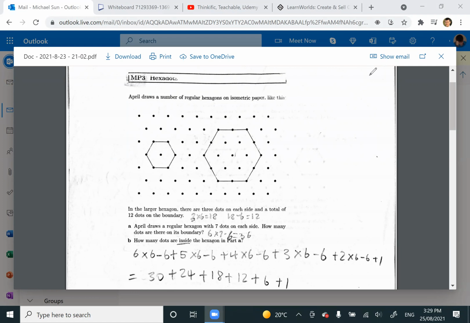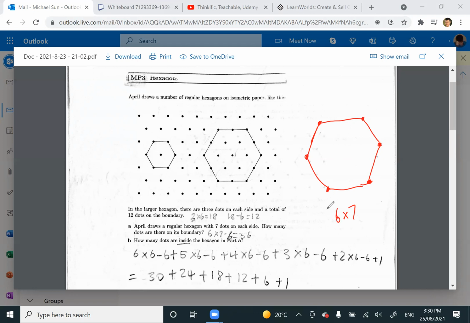So April draws a regular hexagon with 7 dots on each side. How many dots are there on its boundary? Did you figure that out? Yeah, so the hexagon has 6 sides. So a hexagon has 6 sides, and each side has 7 dots, right? So that's 6 times 7. 2 sevens equal to 14. So there's 3 14s and then I use the 3 10s equals to 30.